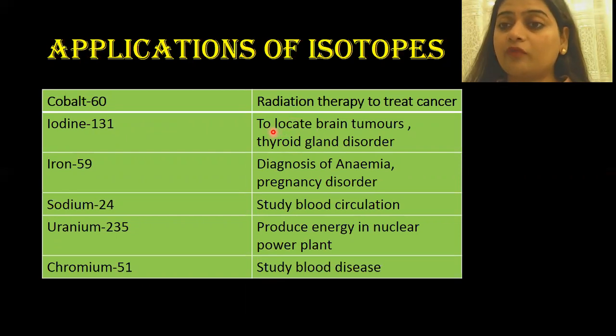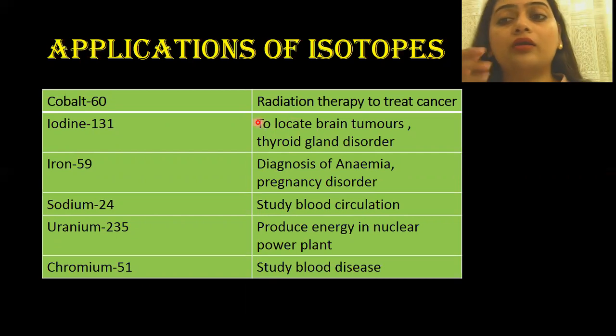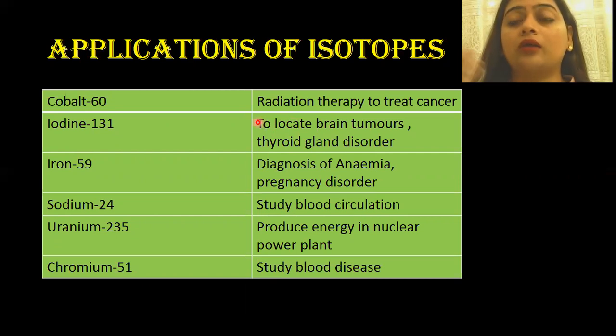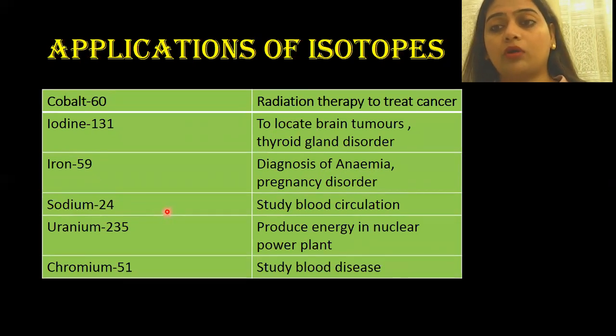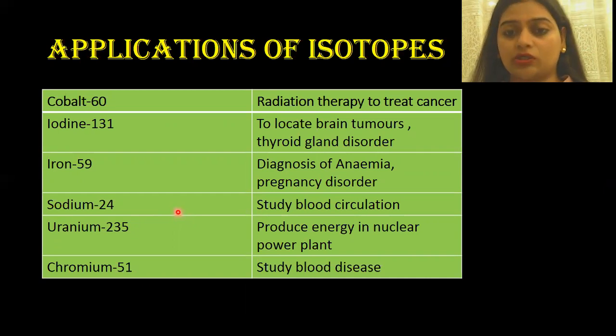Similarly, we have an isotope of iron, iron 59. You all know that iron is required for the formation of blood. Here we are using iron 59 for the diagnosis of anemia and pregnancy disorders. In the same way, sodium 24. You all know that salt is very important for healthy blood circulation because salt contains sodium. Sodium and potassium play a very important role in maintaining the blood pressure level. So sodium 24 isotope is used to study blood circulation.